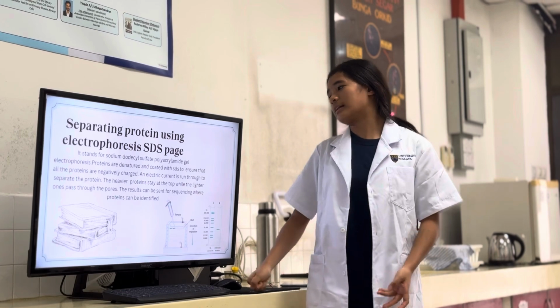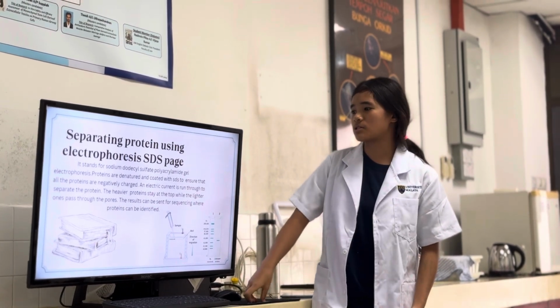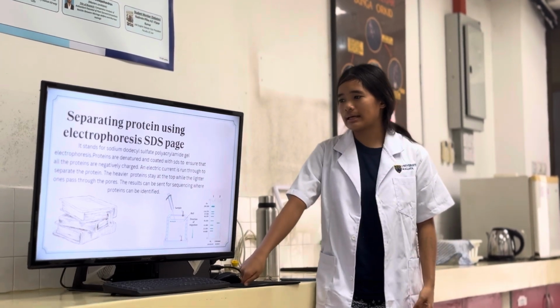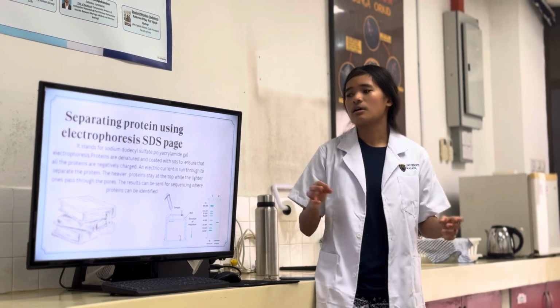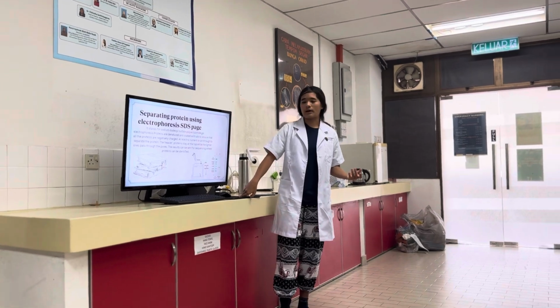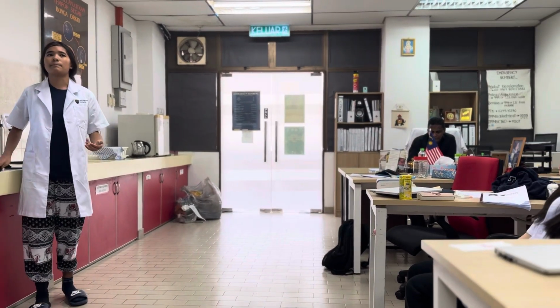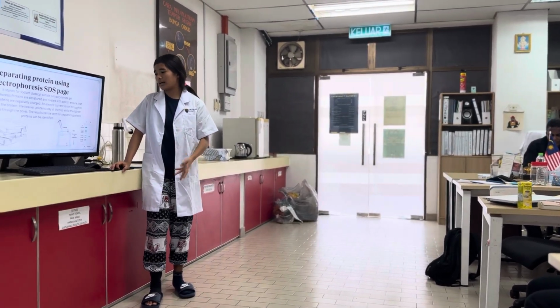Then an electric current is run through to separate the proteins based on their weight, and the heavier proteins stay at the top, while the lighter ones can pass through the pores. So you can see a clear separation based on the weight of these proteins. After you finish everything, they can be sent for sequencing, where based on the patterns of the results that you got, different proteins can be identified.